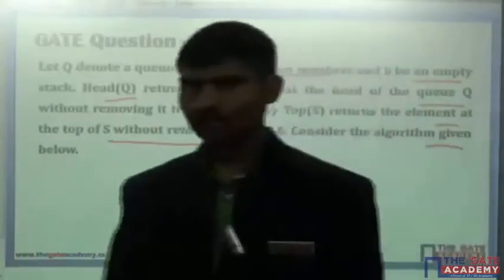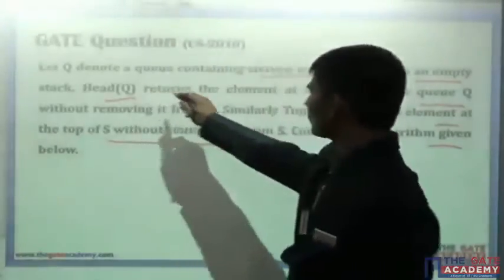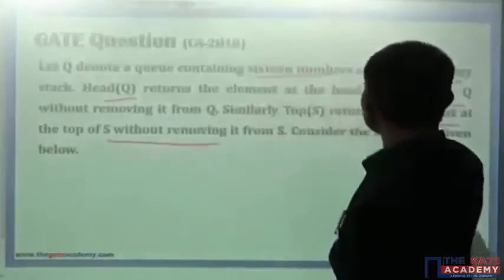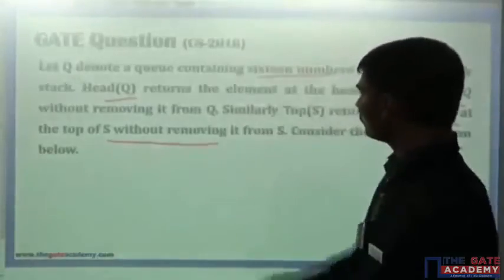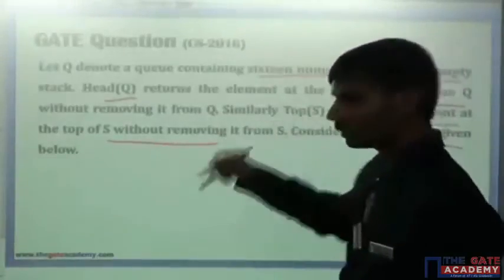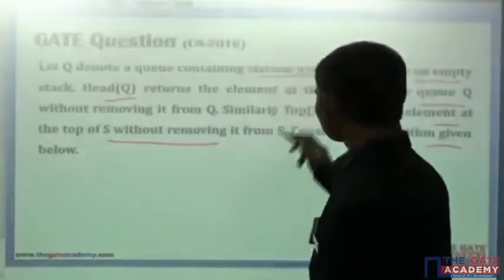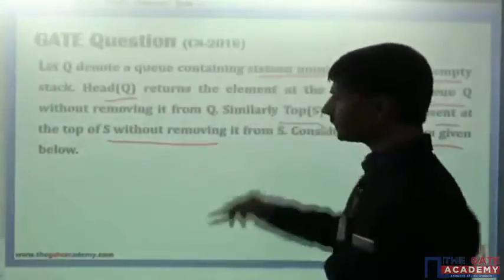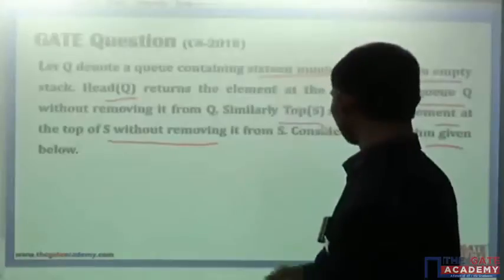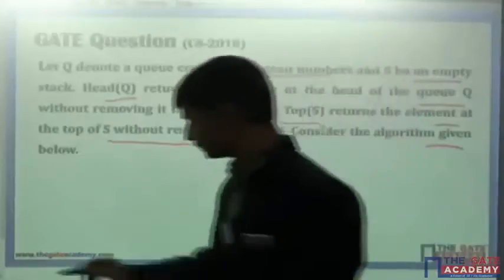Okay, let's discuss the next question. Let Q denote a queue which is containing 60 numbers and S be an empty stack. Head Q returns the element at the head of the queue without removing it from the queue. Similarly, top S returns the element at the top of the stack without removing it. So consider the following algorithm which is given.